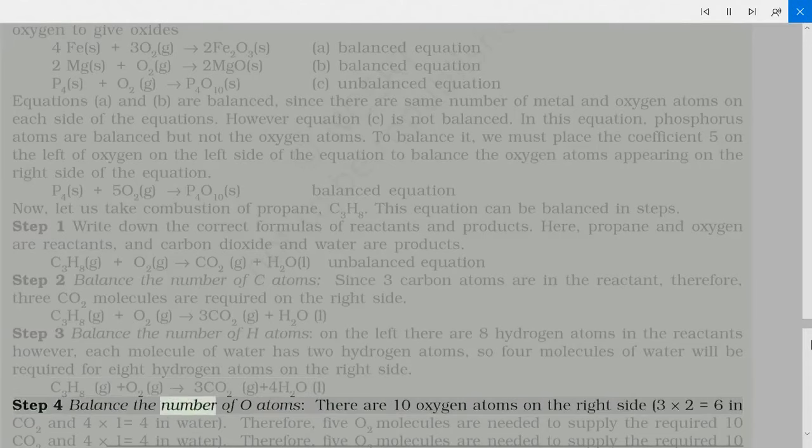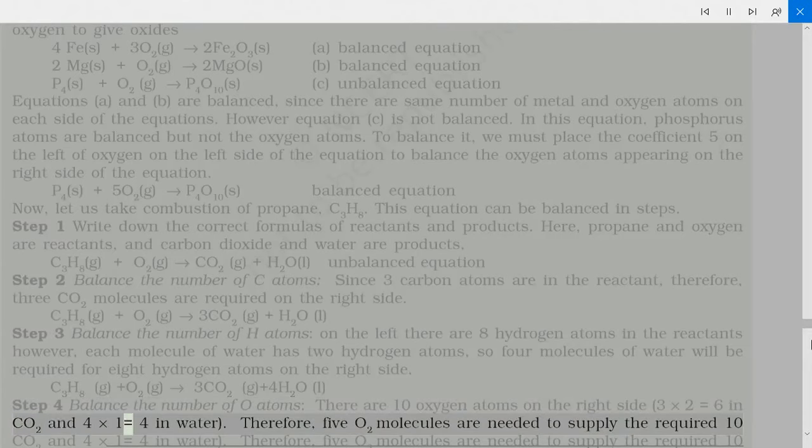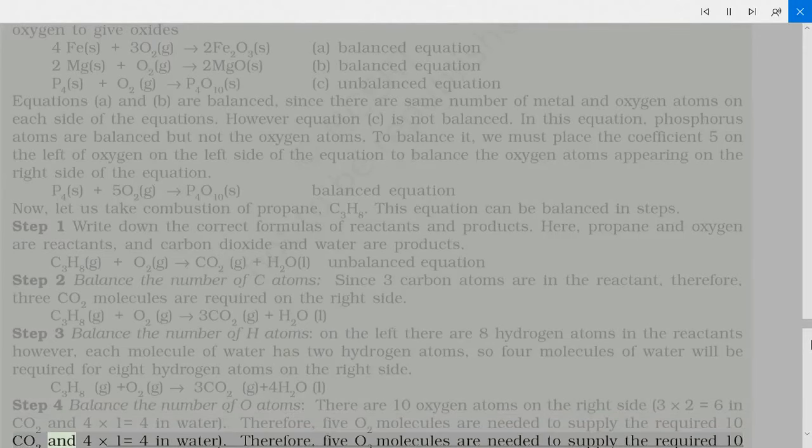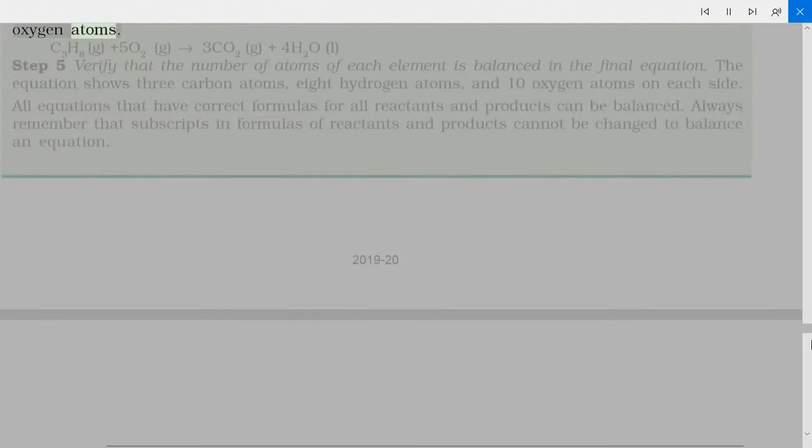Step 4. Balance the number of O atoms. There are 10 oxygen atoms on the right side: 3 times 2 is equal to 6 in CO2 and 4 times 1 is equal to 4 in water. Therefore, 5 O2 molecules are needed to supply the required 10 oxygen atoms. C3H8(g) + 5O2(g) → 3CO2(g) + 4H2O(l).